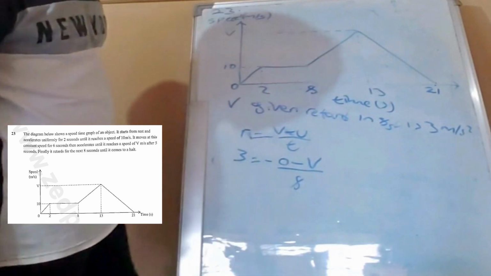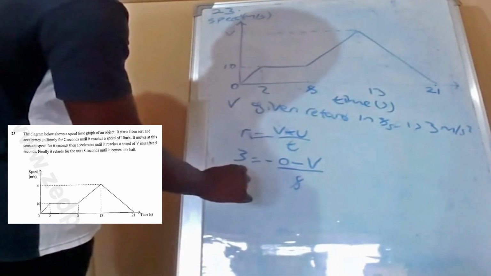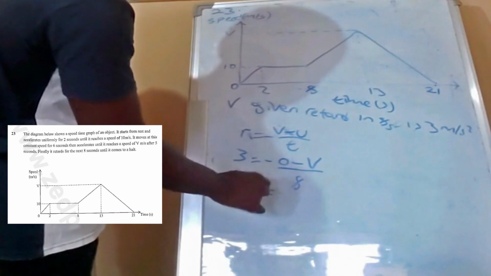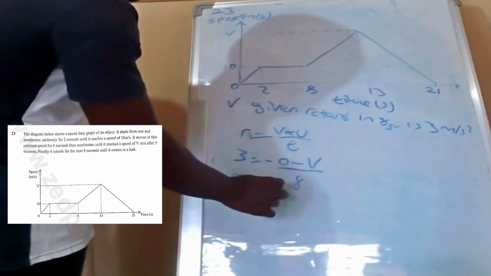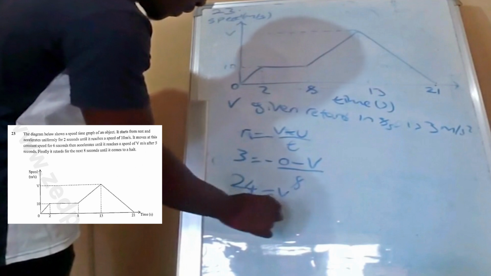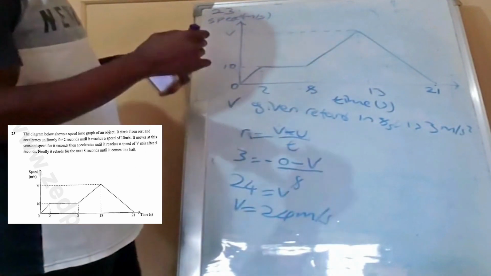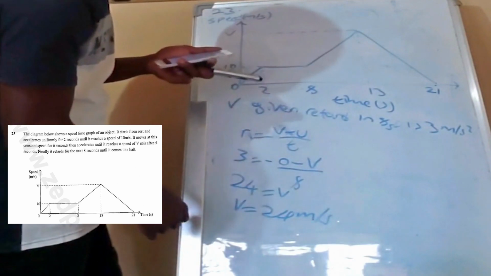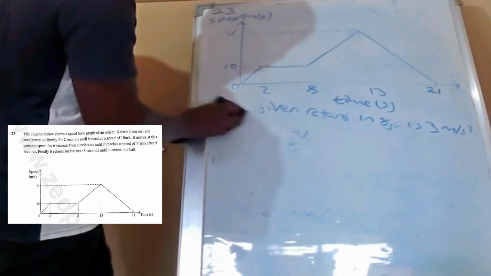So you cross multiply, 8 by 3 is 24. So we've got 24 equals 0 minus V, which is negative V, multiplied by negative is V. So V equals 24. Therefore our velocity is equal to 24 meters per second. And we're done with B. We go on to the last question.